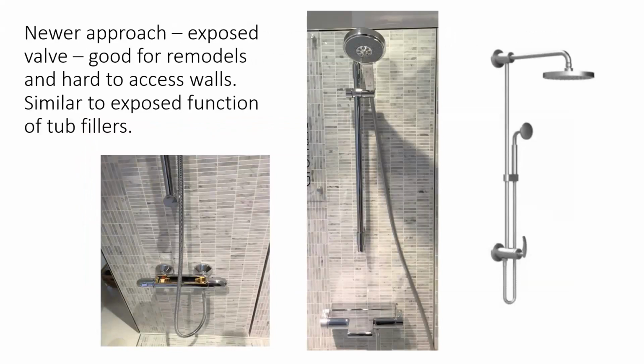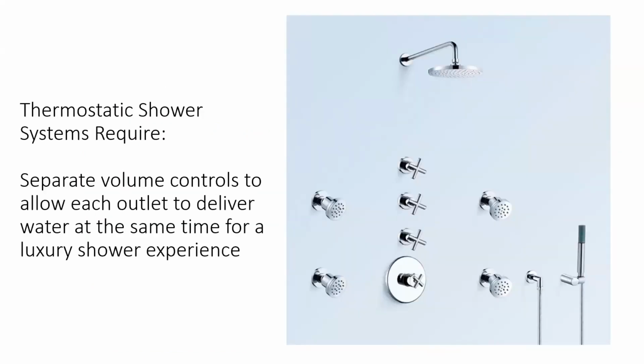Now, our newer approach, which is an exposed valve, is a good choice. I think plumbers love this because they're not in the wall. They're really just there installing the hot and the cold to this. No valve goes in the wall. And then they're installing that shower head pipe up at the top. And these are a great choice for those hard-to-access walls, or if you're going with something that is going to be a remodel or a replacement for other types of items, where this might be a good option.